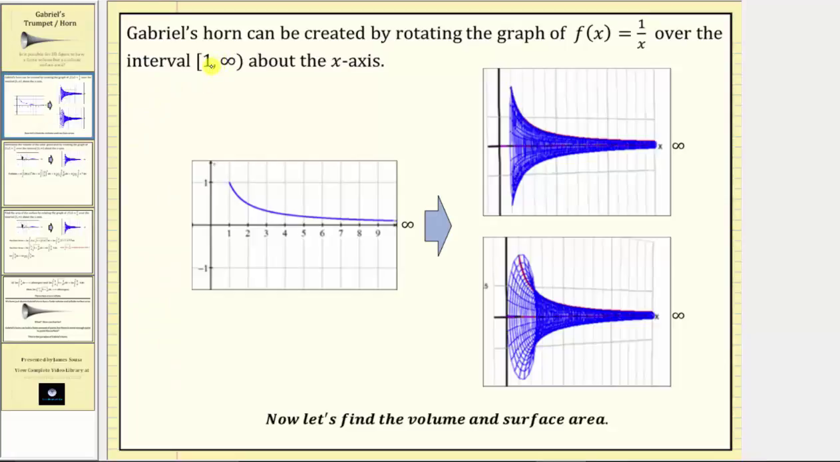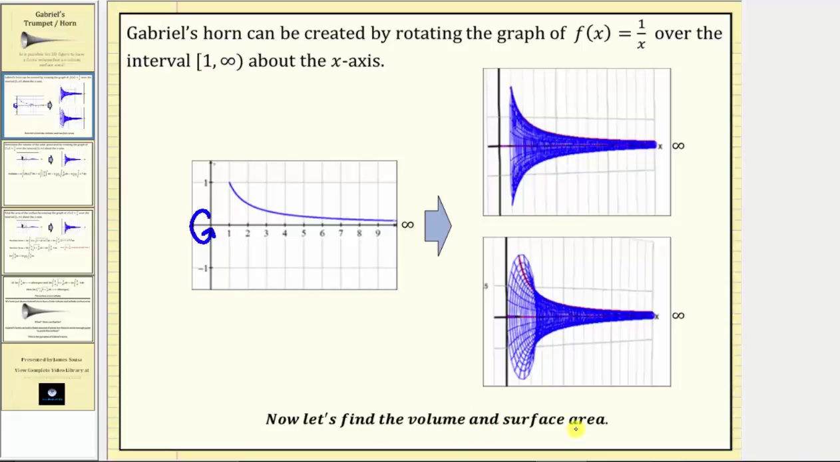To begin, Gabriel's horn can be created by rotating the graph of f of x equals 1 divided by x over the interval from 1 to infinity about the x-axis. So on this graph, we have the function f of x equals 1 divided by x graphed over the interval from 1 to infinity. And now if we take this graph and rotate it about the x-axis, it will give us this three-dimensional figure on the right, which is Gabriel's horn. These are both the same graph, just shown from a different angle.